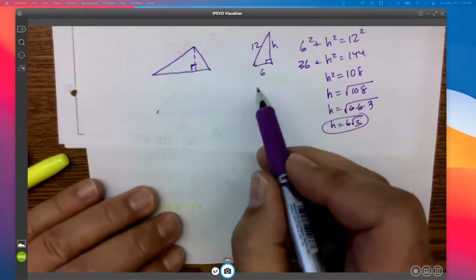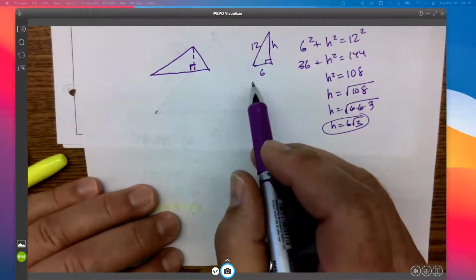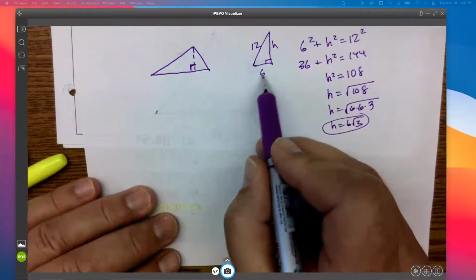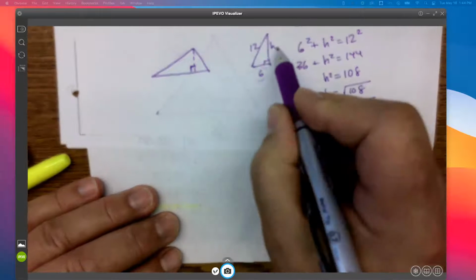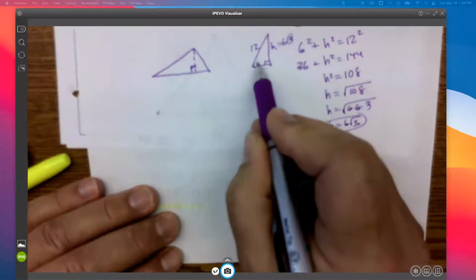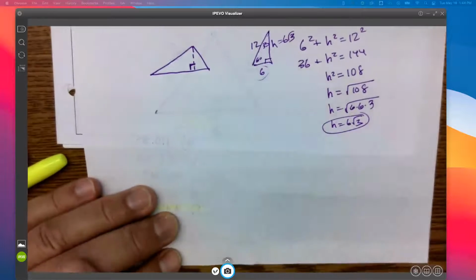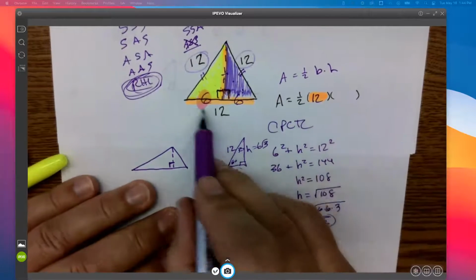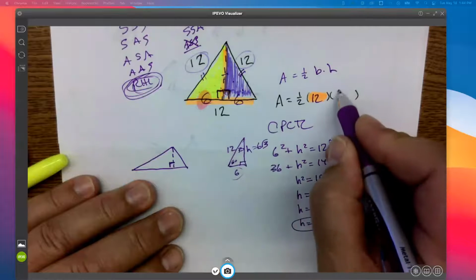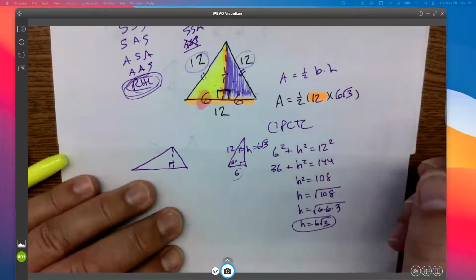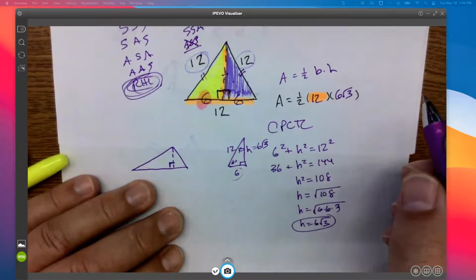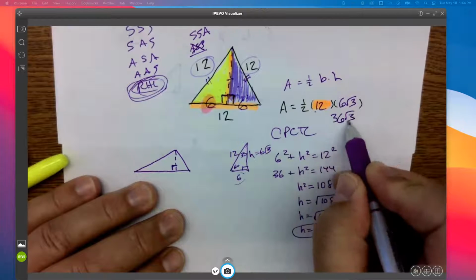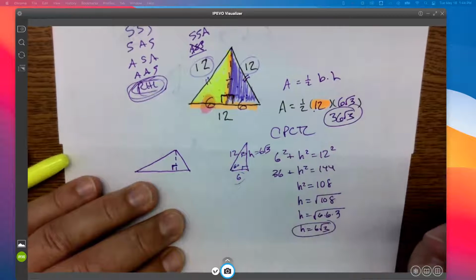This might ring some bells. Someone said 30-60-90 triangle. Was that Nick or was that Joe? I don't remember. So if this is 6 and this is 12, this one has to be 6 root 3 because it's a 30, 60, 90 triangle. So if I want to find the area, it's 1/2 of the base 12 times 6 root 3. Half of 12 is 6 times 6 is 36 root 3. That's my area of this whole triangle.